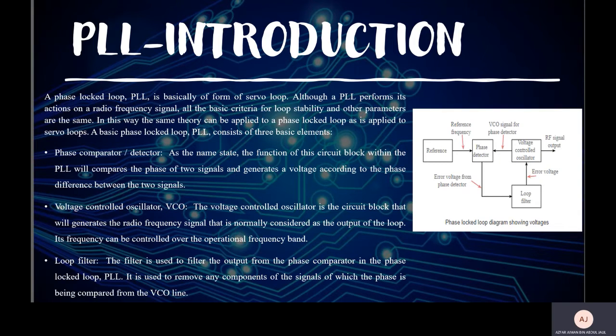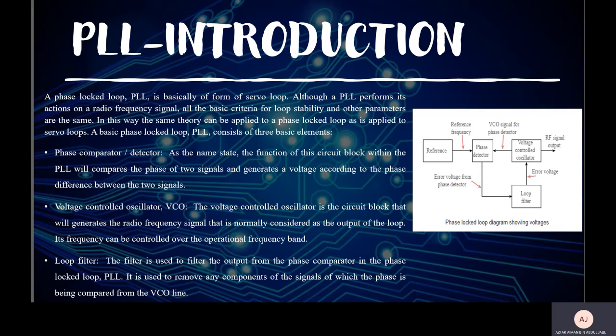In the PLL, or phase lock loop system, there are three basic, important elements. The first one is the phase comparator or detector. The second one is the voltage controlled oscillator, or VCO. The third one is the loop filter.